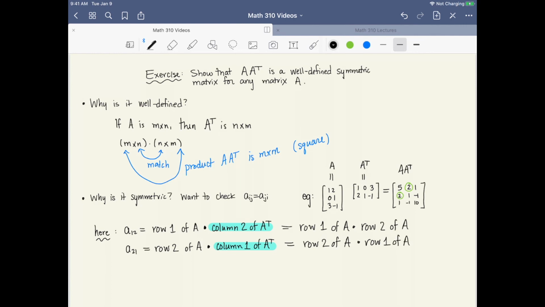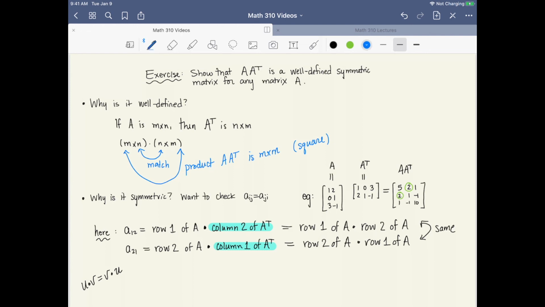And dot product is commutative. If you have u dot v, that's the same thing as v dot u. So these two expressions right here, these are the same. So this explains why in my example, or at least in a 2 by 2 example, I get that A12 is equal to A21. And this is the idea of the general argument.